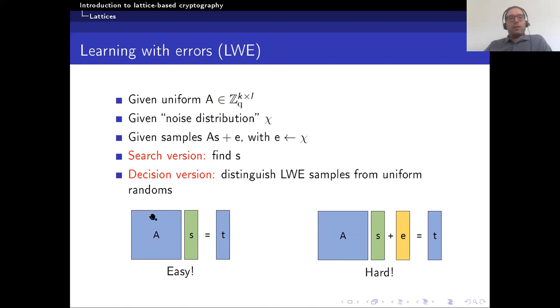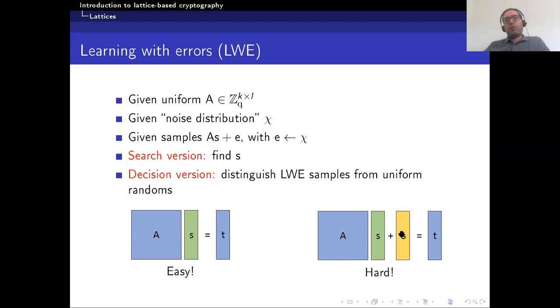In this scheme, you have A and a secret key S, and you compute the multiplication between them: A times S equals T. If A and T are given, you can easily find the values of the S coefficients. As you know, you can compute the inverse of the matrix A, and then computing A inverse times T will result in S. So if you have A and T, you can easily find the values of S.